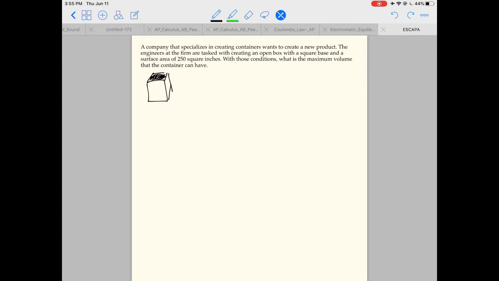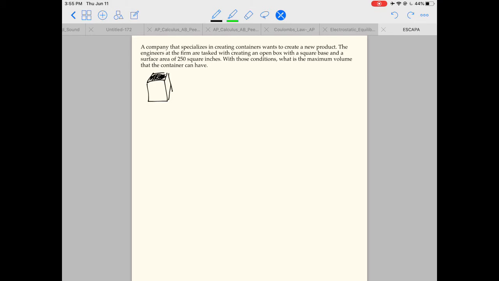So now we've reached the second problem. This question reads, a company that specializes in creating containers wants to create a new product. The engineers at the firm are tasked with creating an open box with a square base and a surface area of 250 square inches. With those conditions, what is the maximum value that the container can have?